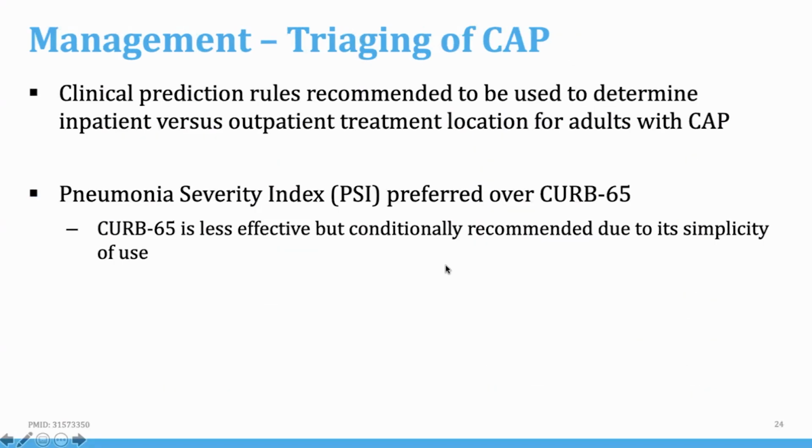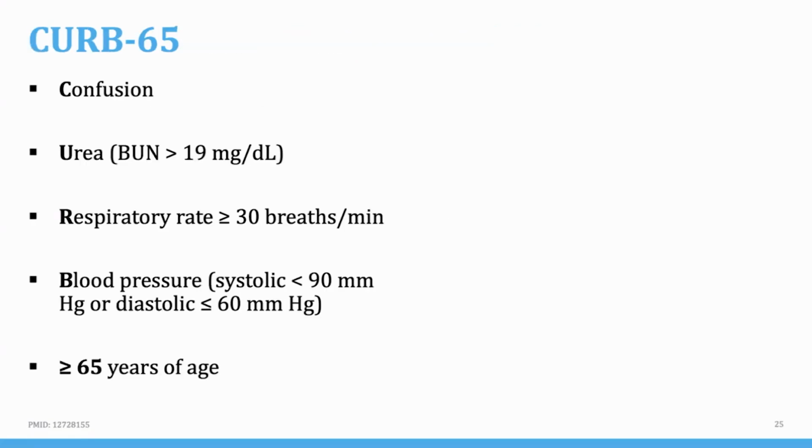So with that in mind, the authors do acknowledge that while CURB-65 is deemed to be less effective than PSI, it is conditionally recommended because of its simplicity of use. So CURB-65 is essentially an acronym. The C stands for confusion, U for urea with a BUN of over 19, R for respiratory rate of 30 breaths per minute, and the B for blood pressure, systolic less than 90 or diastolic less than or equal to 60. And the 65 refers to them at least being of 65 years of age.